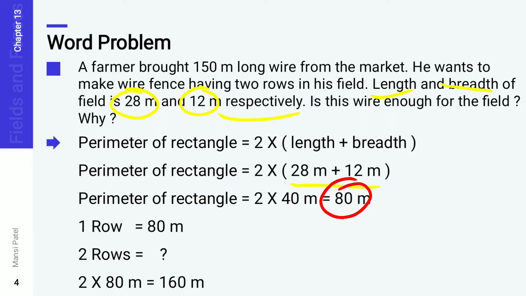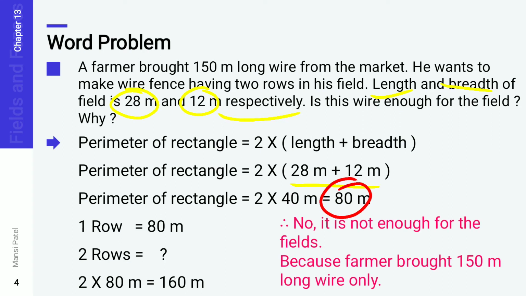But from the market, how much wire did he bring? He brought only 150 meter long wire. So is this enough? No, it is not enough for the field. Why is this not enough for the field? Because the farmer brought only 150 meter long wire. Therefore, it is not enough to make the 2 rows.